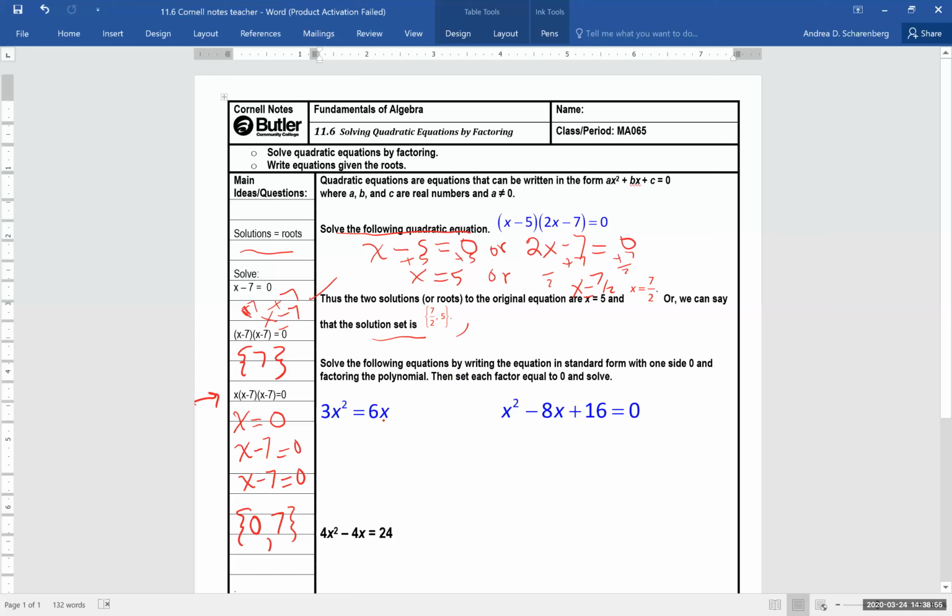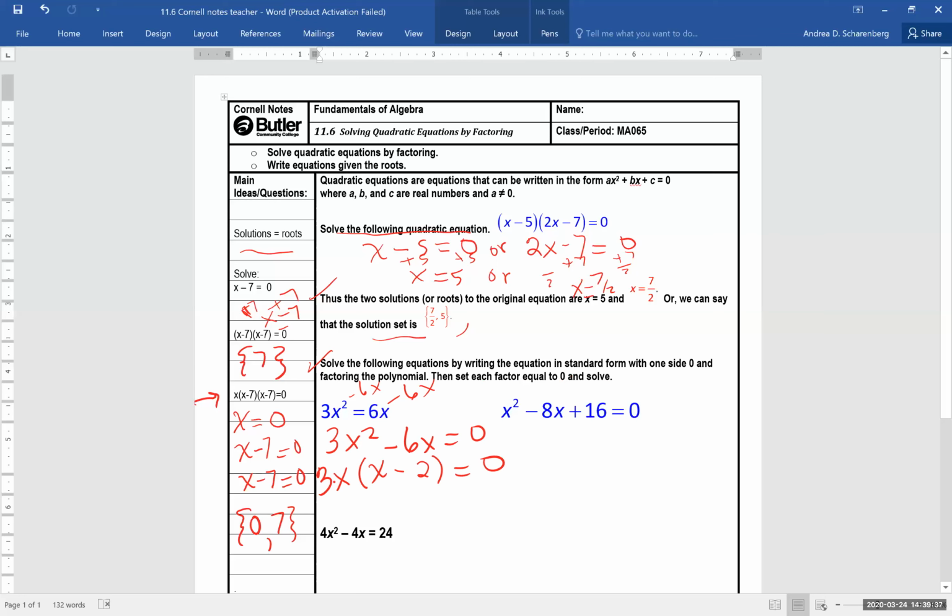3x squared equals 6x. Well, the first thing we're going to have to do is move 6x over so we have a 0 on one side. And in fact, if you read this, it says solve the following equations by writing the equation in standard form with one side 0 and then factoring the polynomial, then set each factor equal to 0 and solve. So we're going to move the 6x so we get 0 on one side. So now we have 3x squared minus 6x equals 0. Now, looking at this, we can factor out a common monomial factor of 3x. Now I am left with x minus 2.